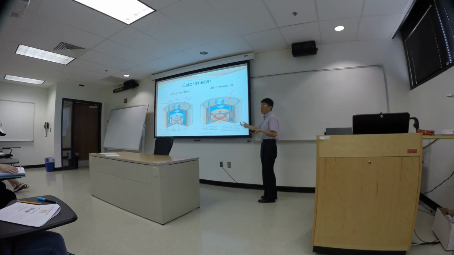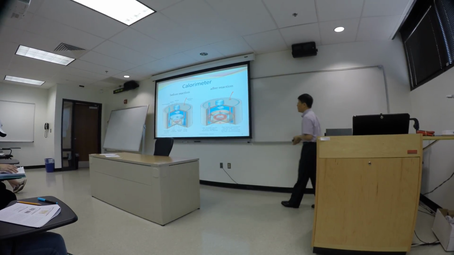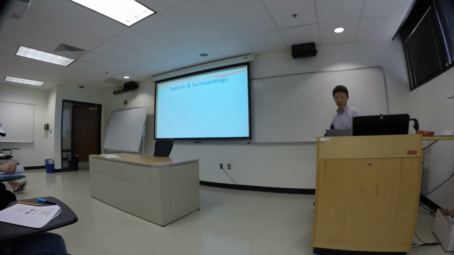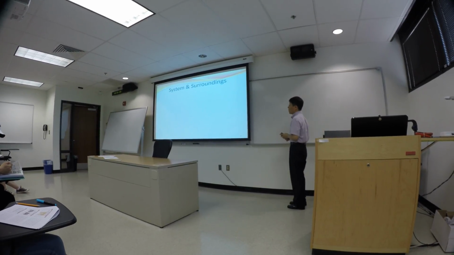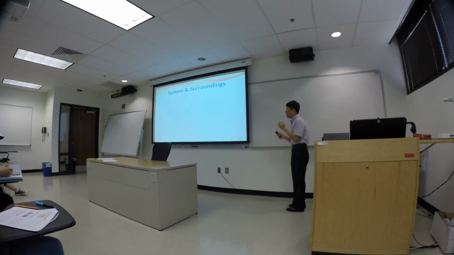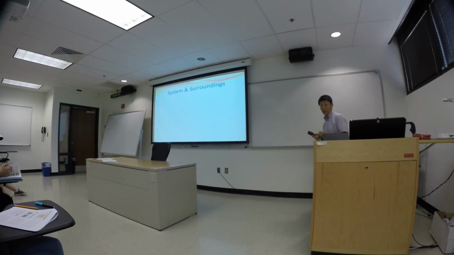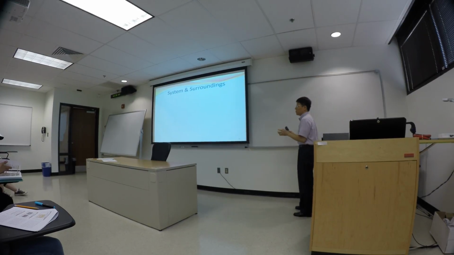Rather, we can do a direct chemical reaction there, and we can determine the amount of energy in a fixed amount of food. So when you study the energy aspect of the chemical and physical processes, we have to define what we call a system and surroundings.